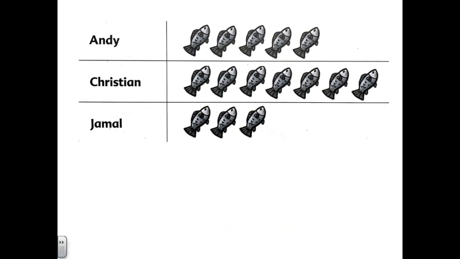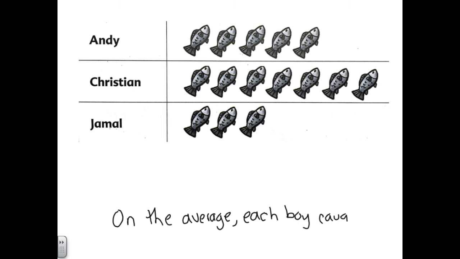Let's try one more before you do a problem on your own. We have a picture graph of the fish caught by Andy, Christian, and Jamal on a fishing trip. Andy caught 5 fish, Christian caught 7 fish, and Jamal caught 3 fish. We want to know, on average, how much did each boy catch? So I'm going to write a sentence on the bottom that says, on the average, each boy caught blank fish.